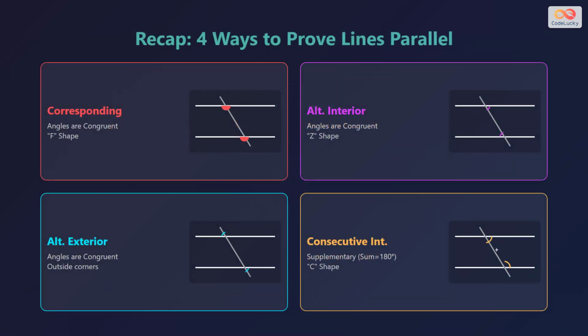Here is a quick summary. Remember these four relationships. Corresponding, alternate interior, and alternate exterior angles should be equal. Consecutive interior angles should add to 180 degrees.